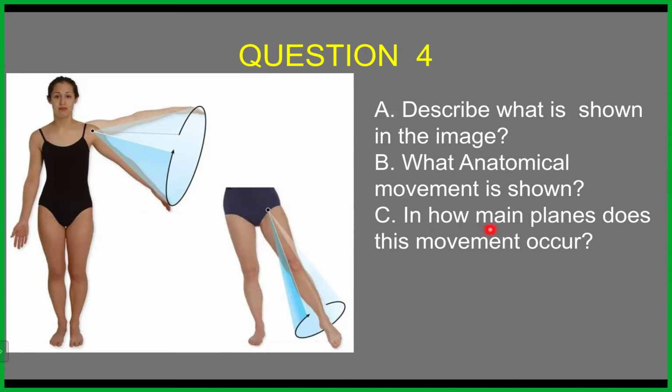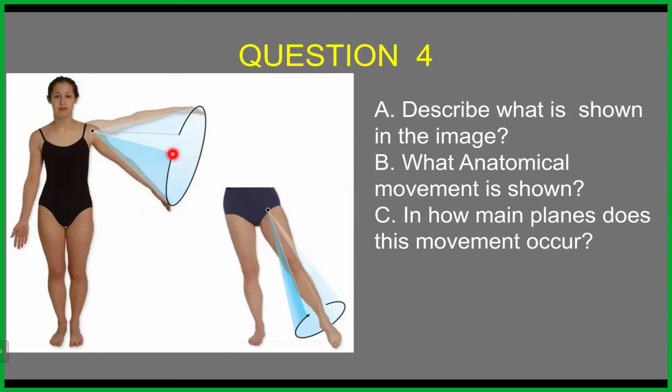In how many planes does this movement occur? So if you examine this movement, at some point, this left upper limb is closer to the body. At some point, it is further from the body. So there is a left and right movement. At some point in this movement, it will be in front, and then at some point, the upper limb will be anterior to the body, and it will also be at some point posterior to the body.